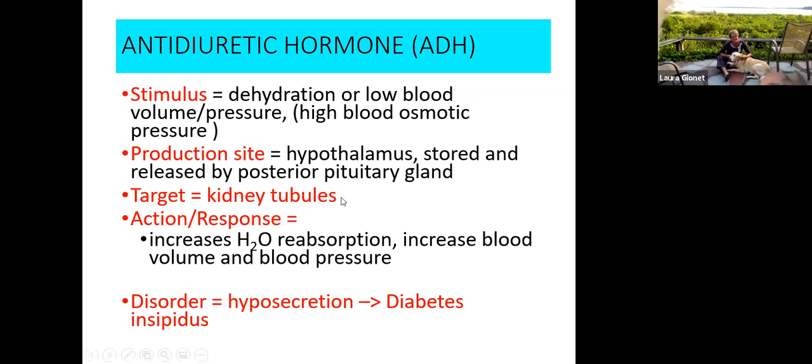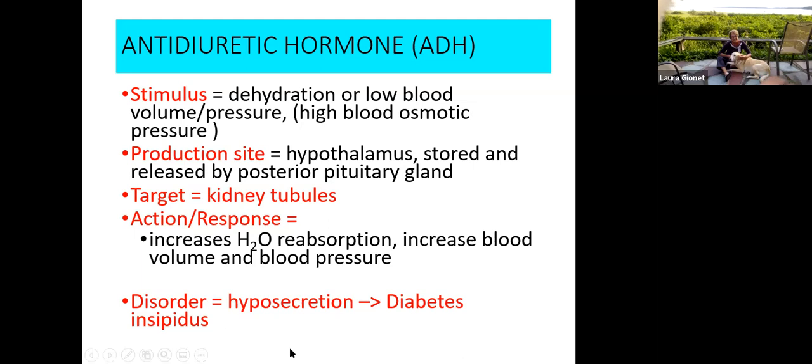It targets the kidney tubules. We'll look at that more when we get to the urinary system. And the action is to absorb water from these tubules that are producing urine. And if you have low volume, we want to reabsorb a lot of that water, try to capture it and put it back in the blood to help increase blood volume and blood pressure.